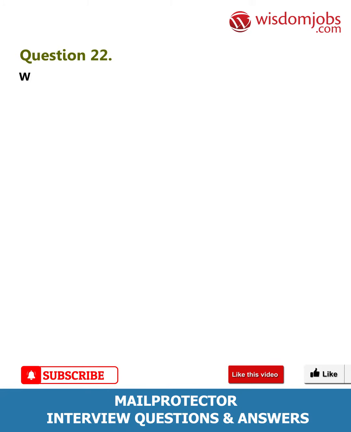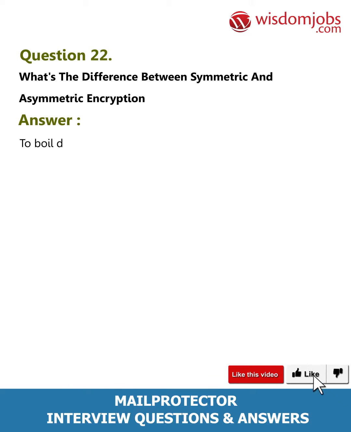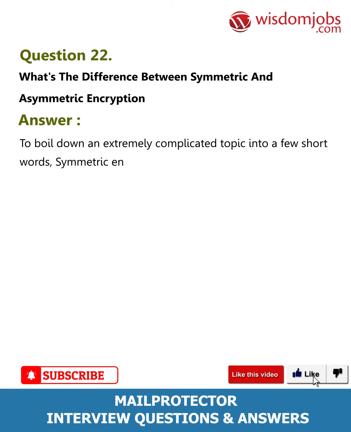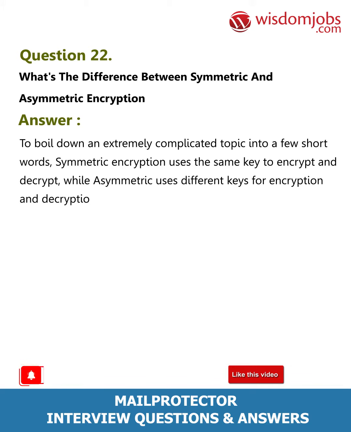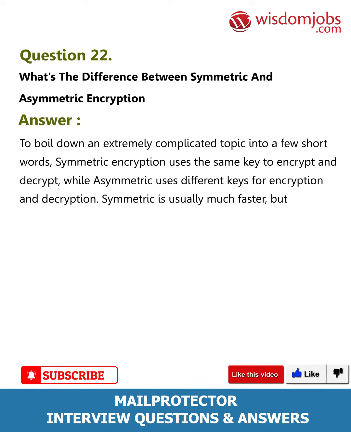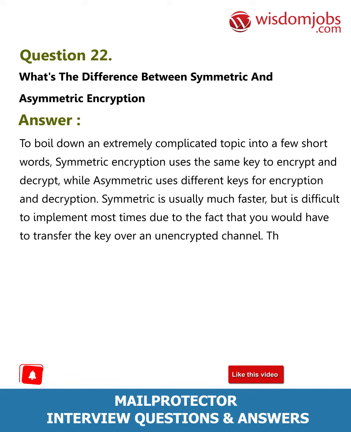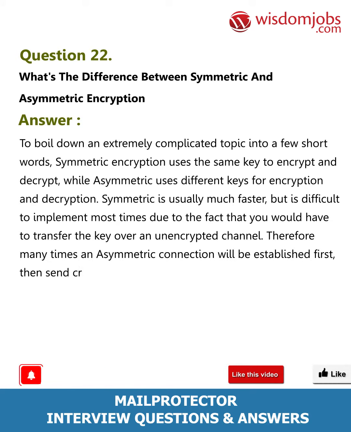Question 22. What's the difference between symmetric and asymmetric encryption? Answer. To boil down an extremely complicated topic into a few short words, symmetric encryption uses the same key to encrypt and decrypt, while asymmetric uses different keys for encryption and decryption. Symmetric is usually much faster but is difficult to implement most times due to the fact that you would have to transfer the key over an unencrypted channel. Therefore, many times an asymmetric connection will be established first, then sends the symmetric key to create the symmetric connection.